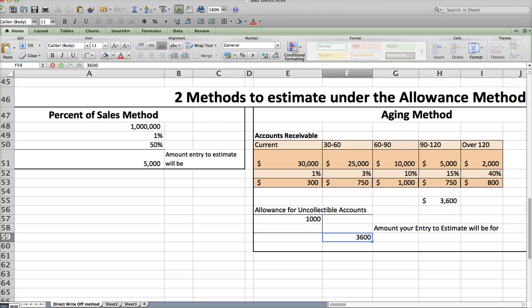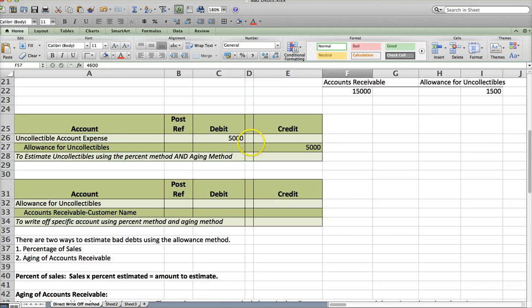So if we already had, let's say, $1,000 over here, we want the balance to be $3,600. You ask yourself, how much would we need to get to that balance? So we would need to make an entry right now of $4,600. Again, that's because we want to make the allowance account be the $3,600. So our journal entry would be for the $4,600 in this made-up example.